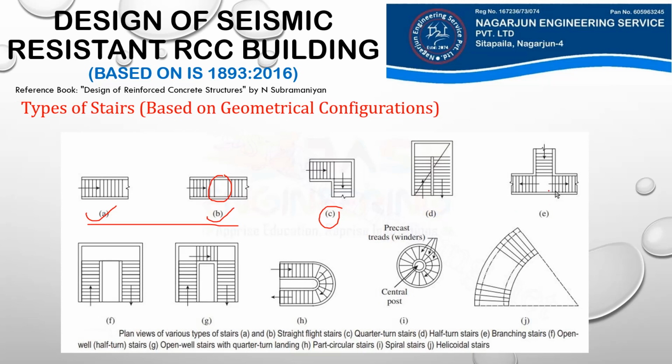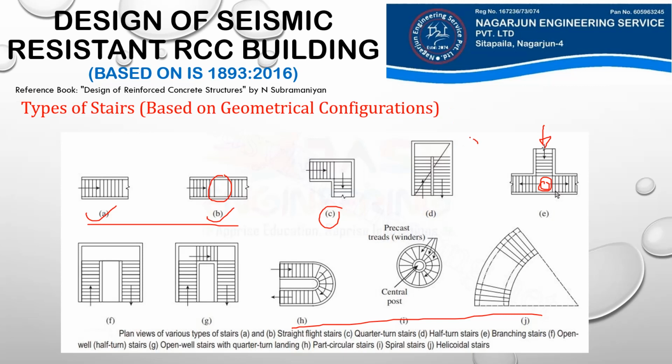Example E is the branching stairs. That means you travel upwards from this flight and reach a landing, and from that landing you can either turn to the left or turn to the right. So this flight branches into two flights. This is the branching stairs. In F you see open well stairs. In G you have open well stairs with quarter turn landing, and others such as circular stairs, part circular stairs and helicoidal stairs.